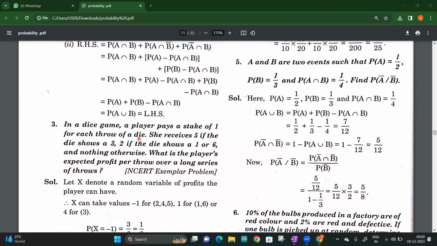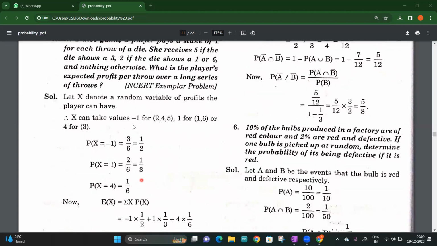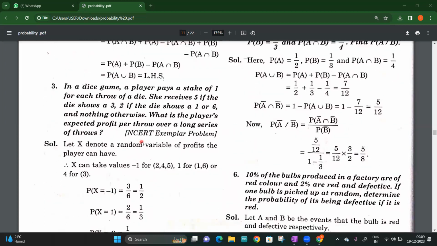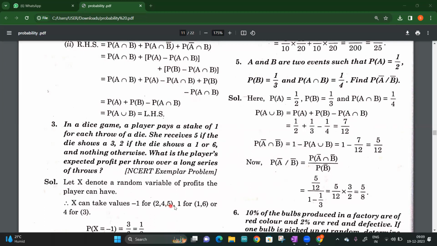After the throw, the die will show some number on the top face. You have already invested 1 rupee, so for 2, 4, 5 you are not getting anything. Look at this: nothing otherwise. Nothing otherwise means the 1 rupee you invested is lost. It is a loss for you.